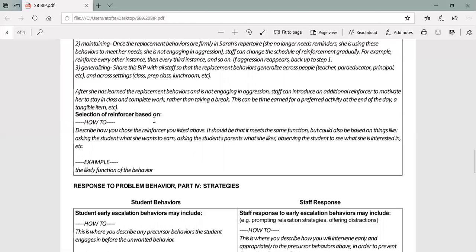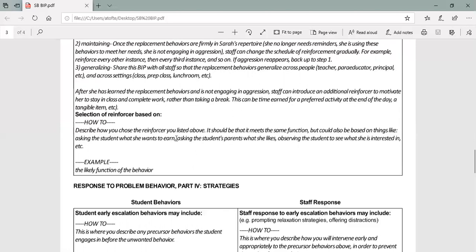Okay, how do we select the reinforcer? We said here the reinforcer is we're going to give what she asked for if she asks appropriately. So if she asks for a break, the reinforcer is you get a break. It doesn't have to be a sticker on a chart or a goldfish or an M&M or all these things that people associate with behavior analysis. It can be as simple as you asked for something nicely, you get it.